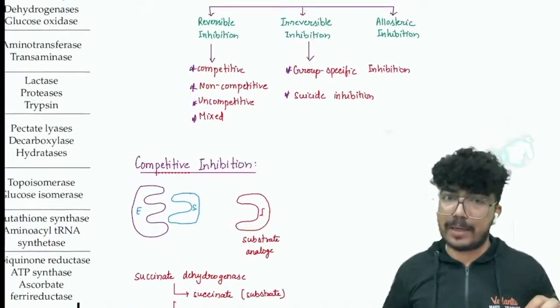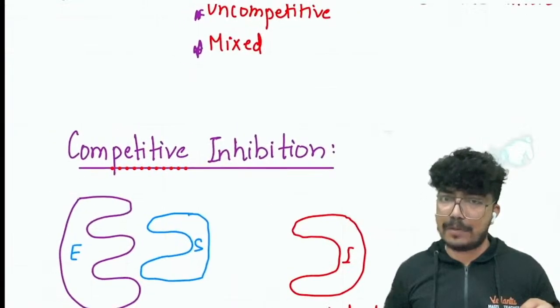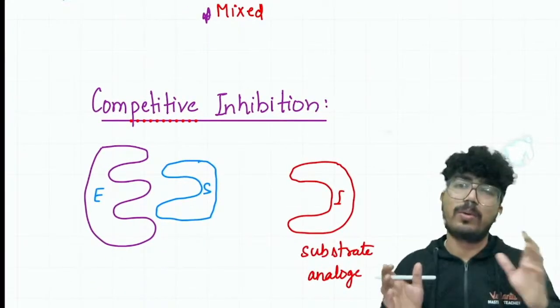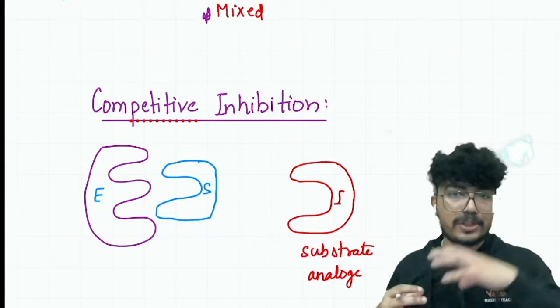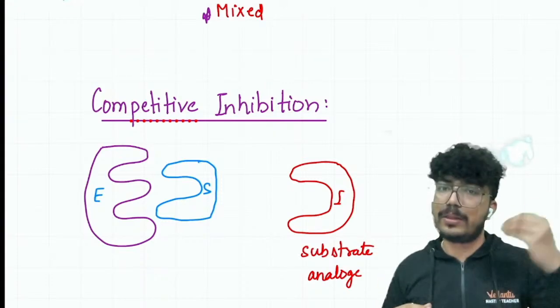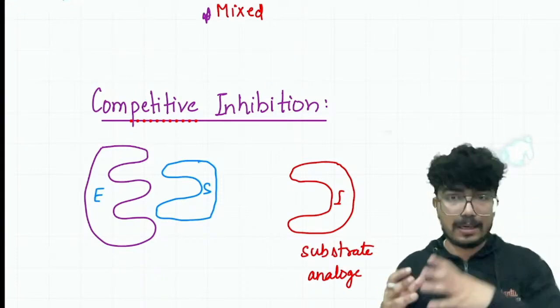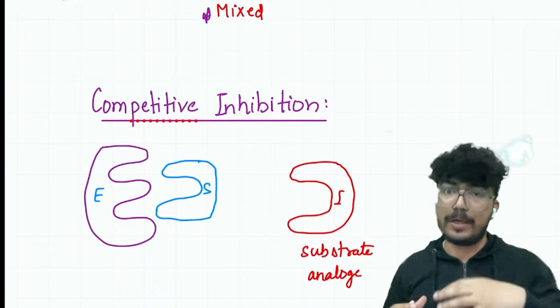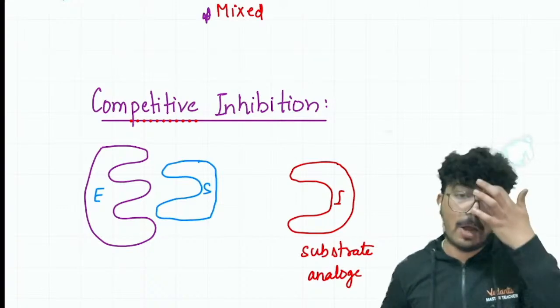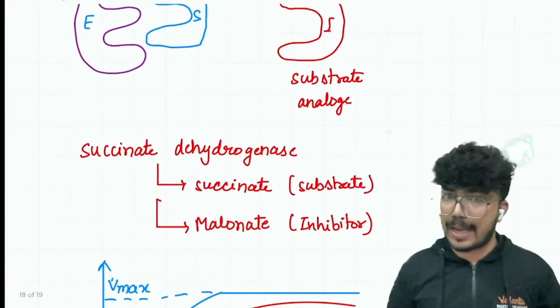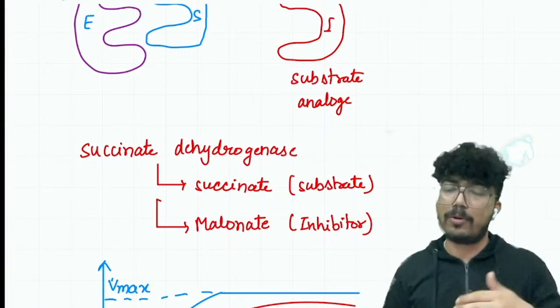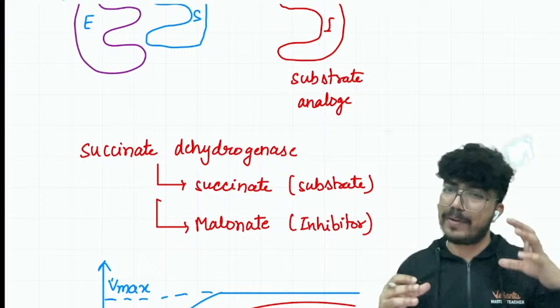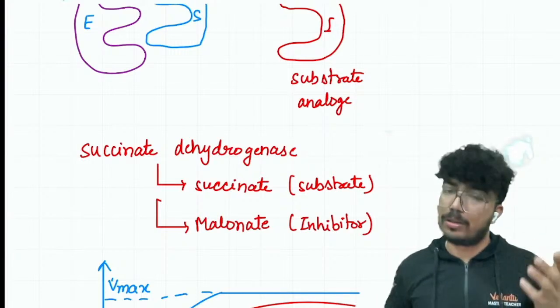What is competitive inhibition? Competitive inhibition basically will have the inhibitor which is going to have a very similar structure to that of the substrate of a particular enzyme. Since it shares the similarity in its structure with the substrate, it will start competing with the substrate to bind to the enzyme, right? One example we have is of succinate dehydrogenase. The substrate is succinate, but when we add malonate, malonate acts as the inhibitor. Why? Because it has a very similar structure to that of the substrate, that is succinate.